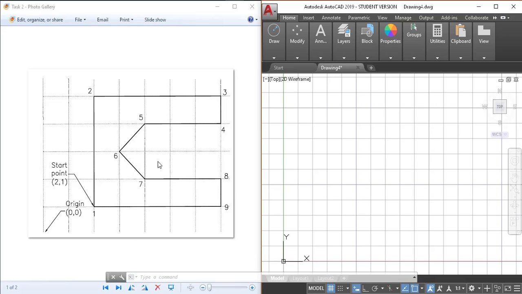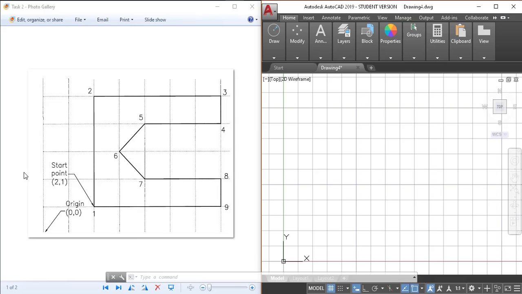If we look at this drawing, we can see that the origin is somewhere over here and the start point is somewhere over here. The coordinates of the start point are 2 comma 1. It means we have to move two boxes in the x direction and one box in the y direction. In this task the grid spacing is also one box equal to 1 unit in x-axis and 1 unit in y-axis.